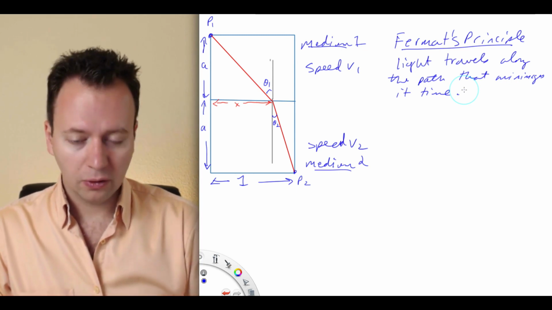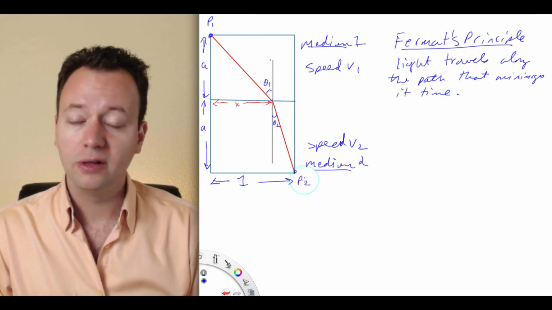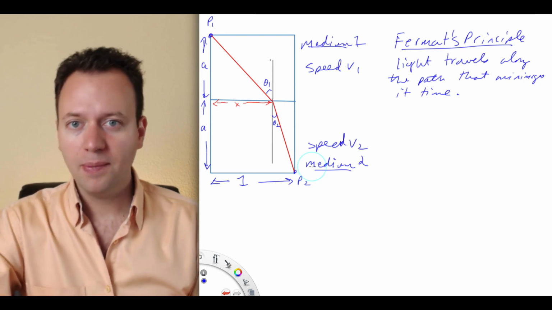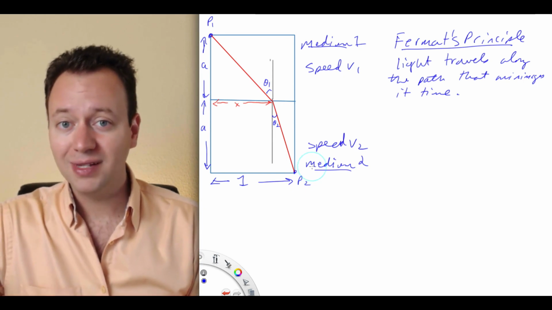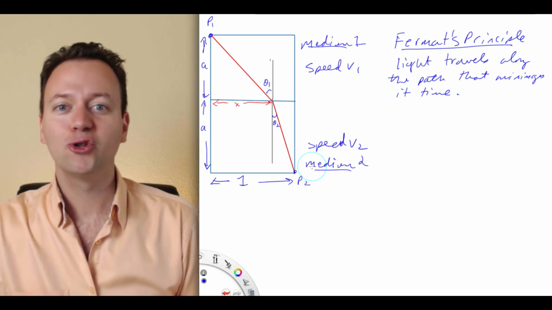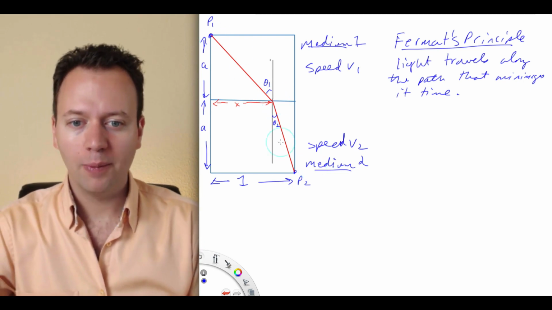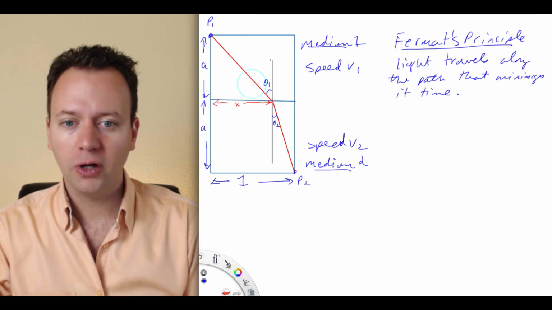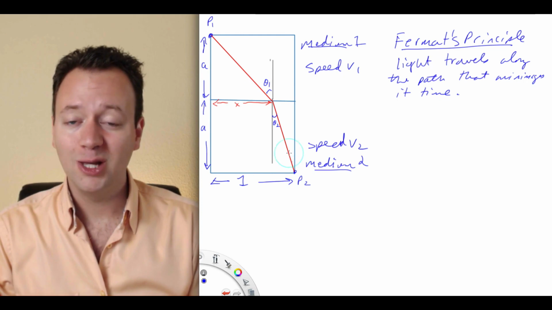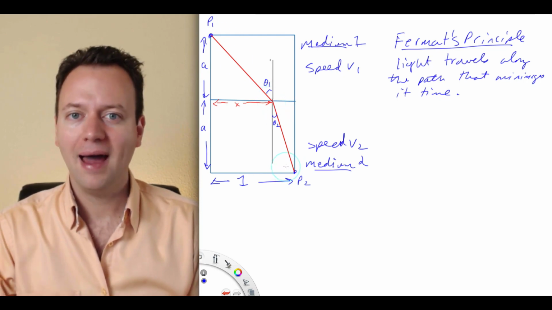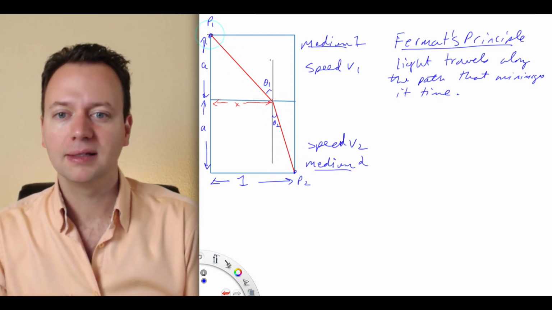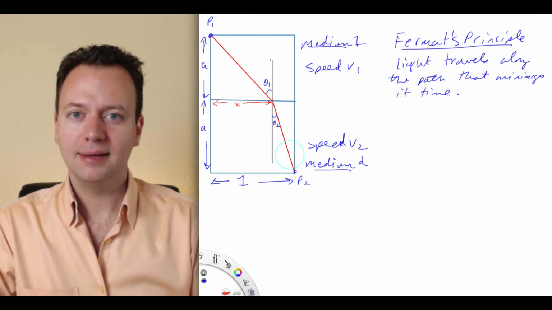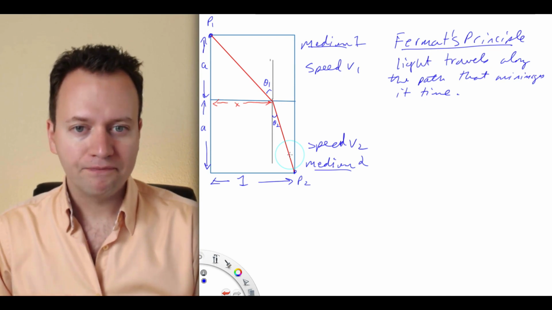So the shortest physical distance would be just a straight line connecting P1 to P2. But if there's traffic along that path, there might be, in terms of distance, a longer path that takes shorter time. So this is the longer path that takes shorter time. Of all possible paths that this photon could have taken between P1 and P2, this path here is the path that minimizes the amount of time it takes to get from P1 to P2. Pretty incredible. That's how somehow nature knows to work that way.